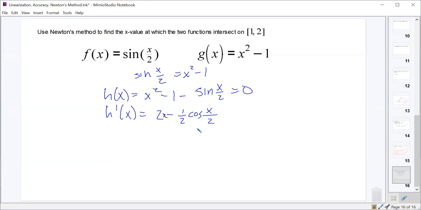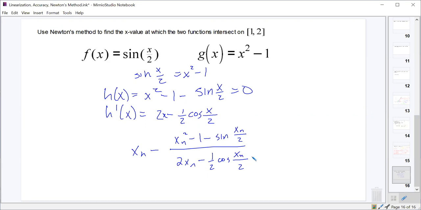All right, so there's our function. Anywhere we see the x's, we're going to replace those with answers. So when we type it in, we'll write out what the full formula is. But anywhere we see the x sub n's, we'll replace those with answers. So we'll have x sub n minus x sub n squared minus 1 minus sine x sub n over 2, over 2x sub n, minus 1/2 cosine x sub n over 2.